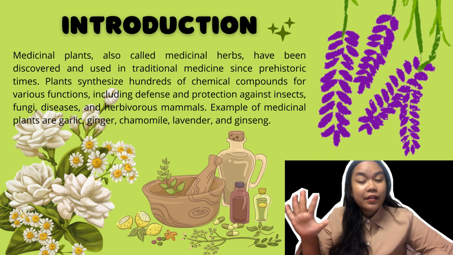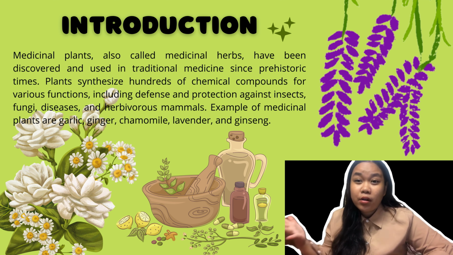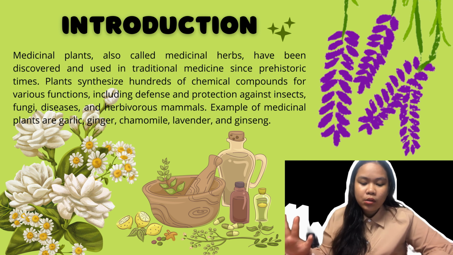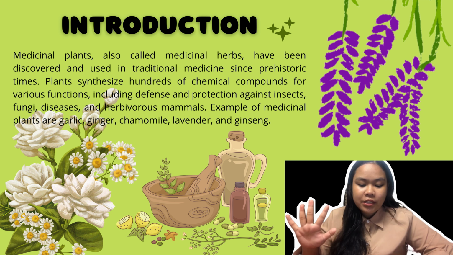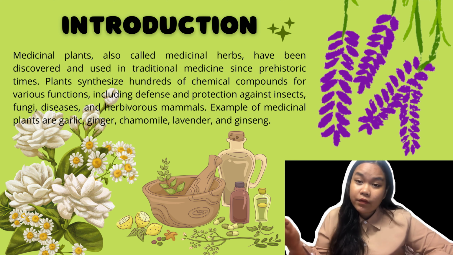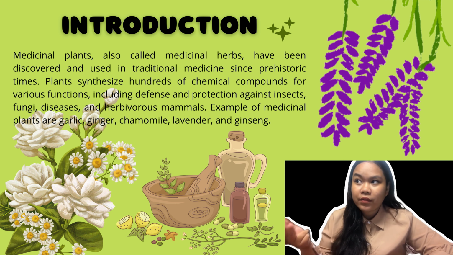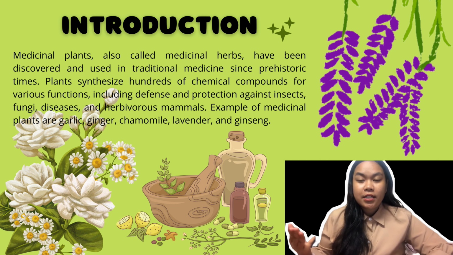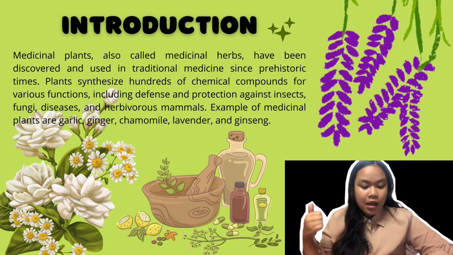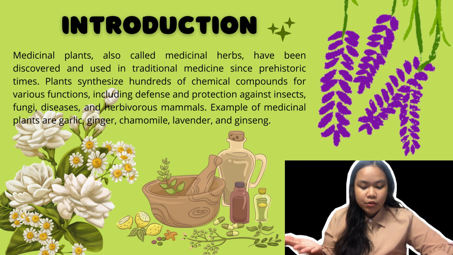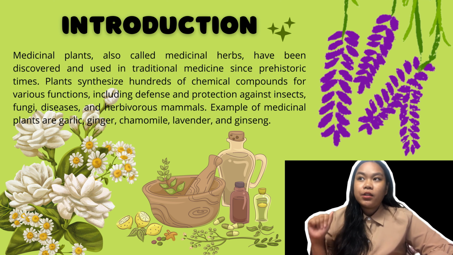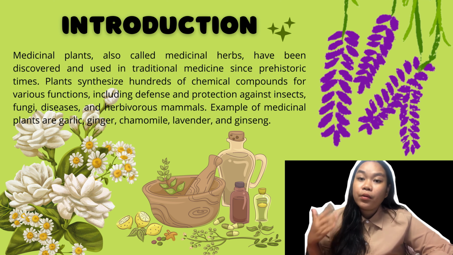What are the examples of medicinal plants? I will tell you five examples of medicinal plants, but there are more medicinal plants in this world. The first is garlic. What are the functions of garlic? Garlic can be used to prevent infection, lower blood pressure, reduce fever, and also to treat liver disease. The next one is ginger. Ginger can be used to remedy common ailments such as nausea, pain, and also vomiting.